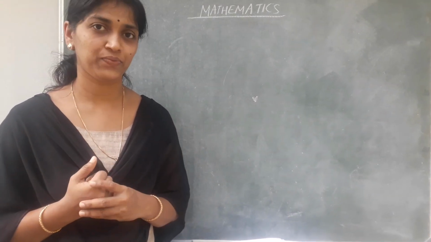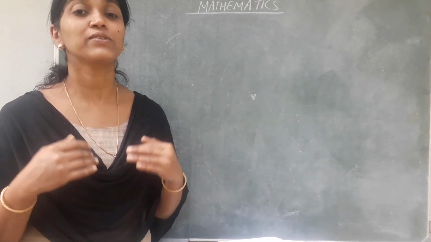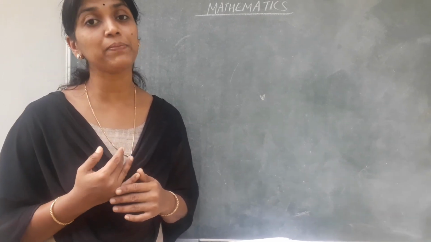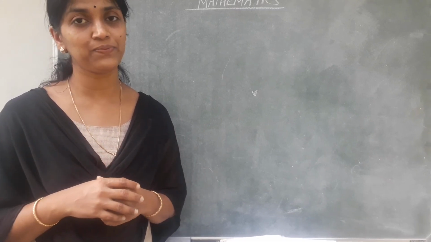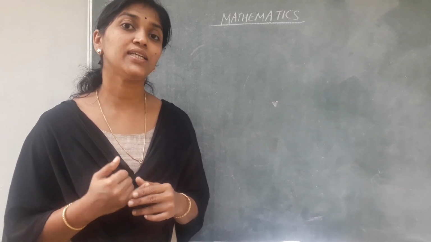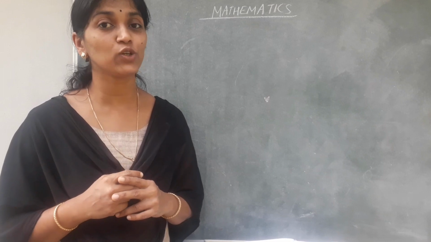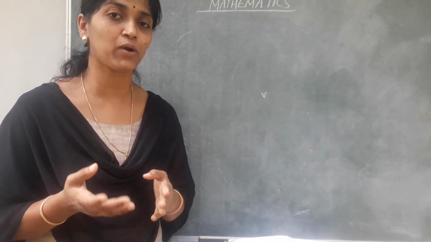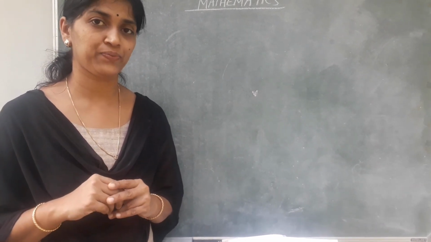We have studied different types of polynomials. We have studied the degree of the polynomial. That is, we name the polynomial based on the degree: linear polynomial, quadratic polynomial, cubic polynomial. And we know what the degree of a polynomial is. The degree of a constant polynomial is 0, and the degree of a zero polynomial is not defined. And you know how to find the degree of a polynomial. It is the highest power of the variable.